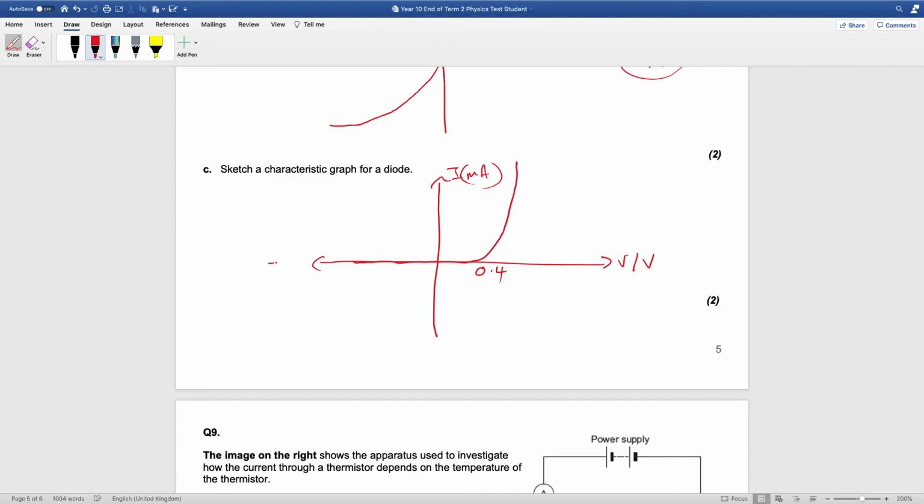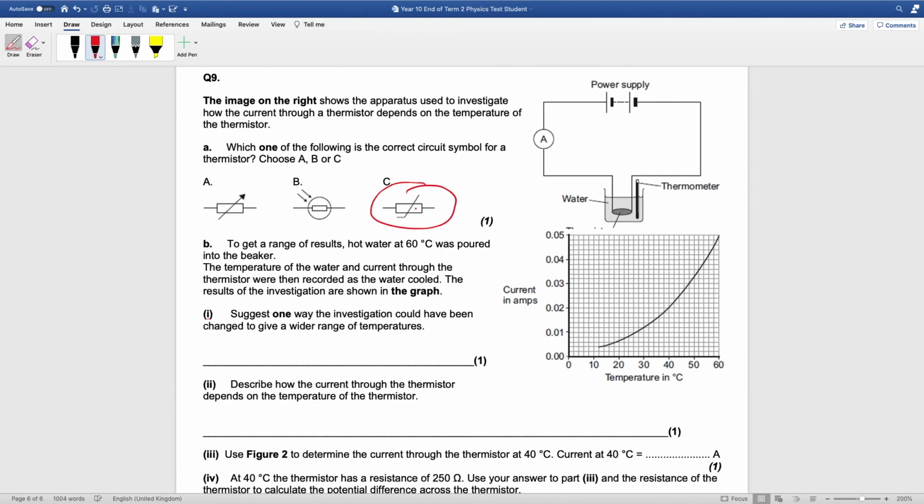If your negative current axis is in milliamps, that's the way the graph would look, and that's what you're expected to draw. The graph I actually drew for you, I labeled this axis in microamps, and then after a small reverse bias, reverse PD, you get a breakdown voltage and it begins to conduct microamps. So you do get conduction, but not much.